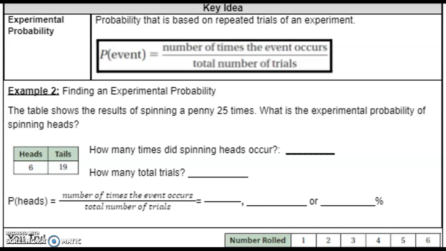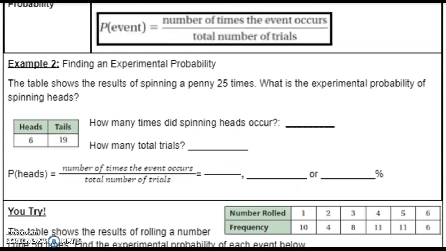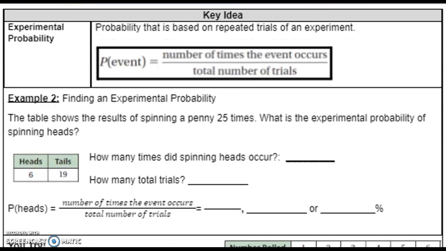So now we're going to take a look at experimental probability. Theoretical is when there's an even amount, like each block or each thing has an equal chance of being chosen. So in this case, there were 7 blocks, and each block is the same size, and therefore they all have an equal chance of being chosen. When you look at experimental, this is based on repeated trials of an experiment. So experimental means that we are actually going to go through the actions of conducting an experiment to see what the likelihood is. And so we write it the same way.